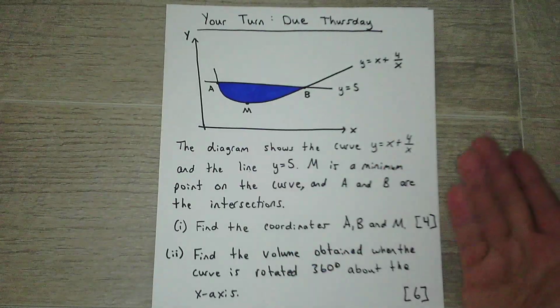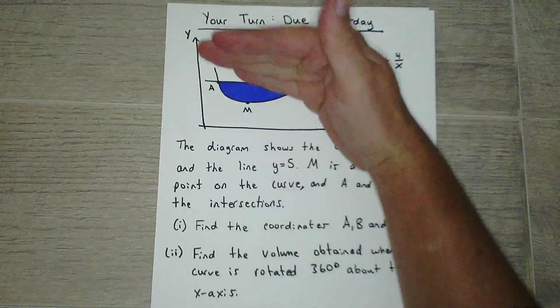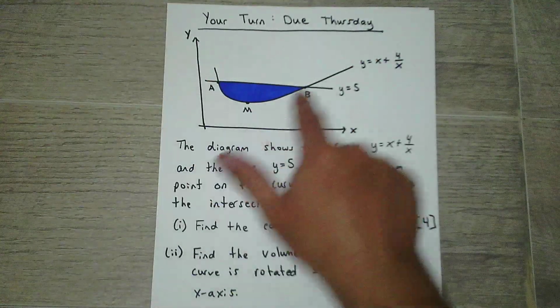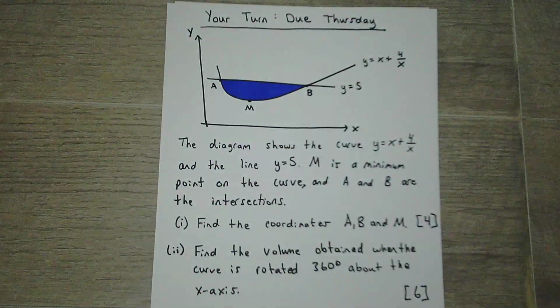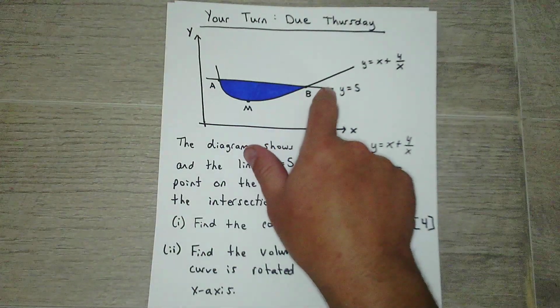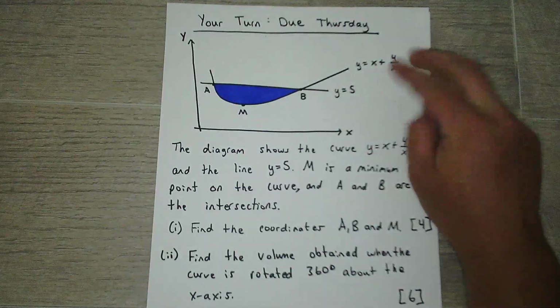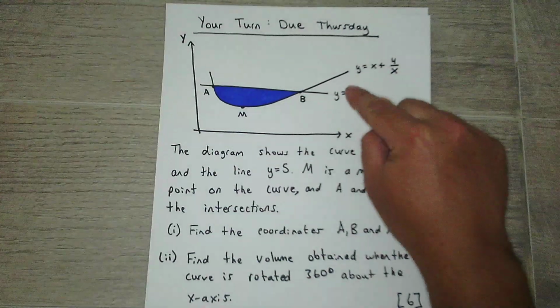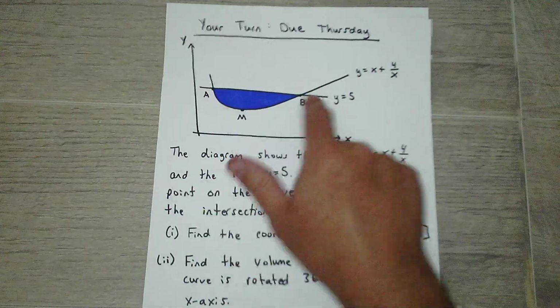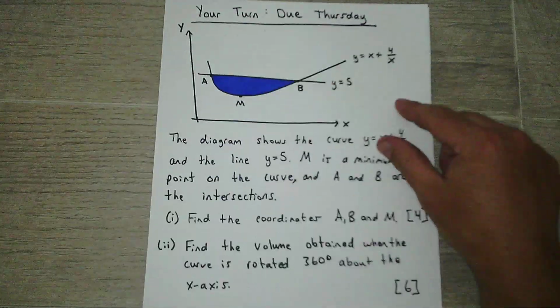Well, this one's just going to be different. It's the integration of the line, so it's the area under the line but cut off by the curve. Hopefully you understand that. It's just like what we've done before, but instead of this minus this one, now it's this one minus this one. So whichever one's on top minus whichever one's on the bottom or underneath.